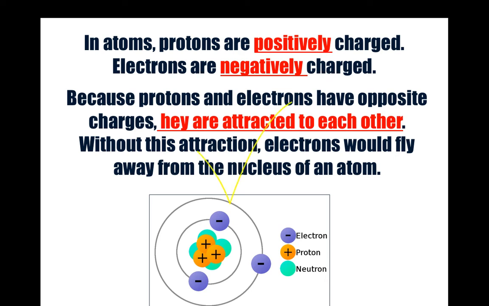All right. In atoms, protons are positively charged, electrons are negatively charged. We should know that from our symbol of E. Goodness gracious, that's a bad E. That's not a whole lot better, but E negative, right? And protons are positive. Because protons and electrons have opposite charge, they are attracted to each other. Without this attraction, electrons would fly off. So we have the slight attraction here, because if we didn't, they would just go wee and fly off.